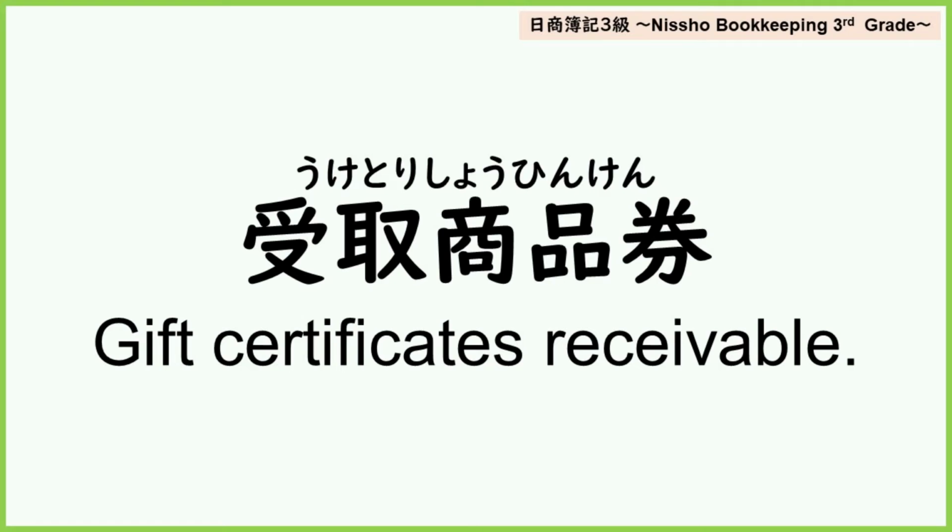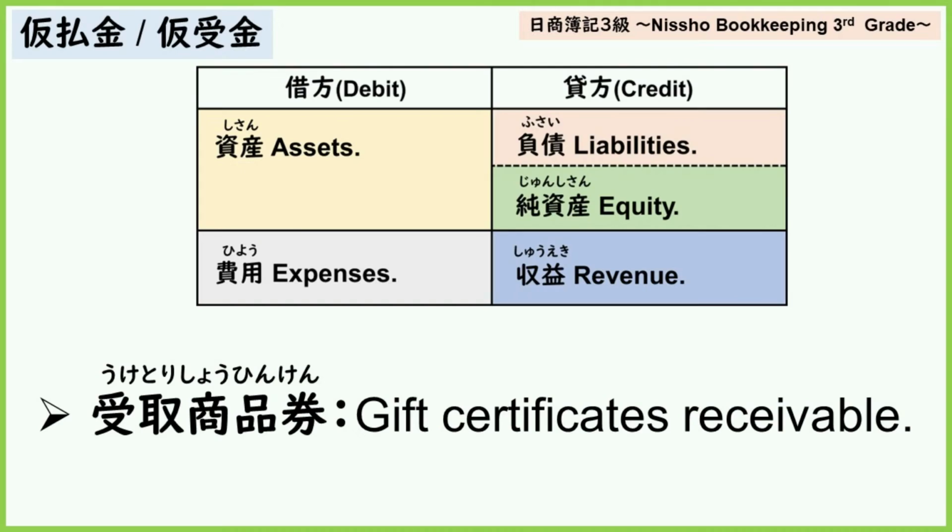The fourth content. Gift certificates receivable. You can engage in transactions using gift certificates issued by shopping districts or local governments. When receiving gift certificates, they are accounted for as an asset, gift certificates receivable. Let's consider the journal entries.